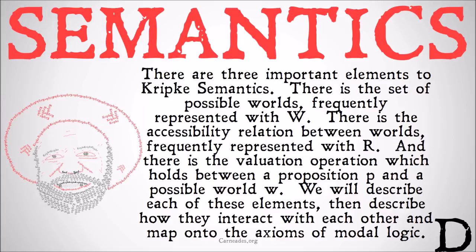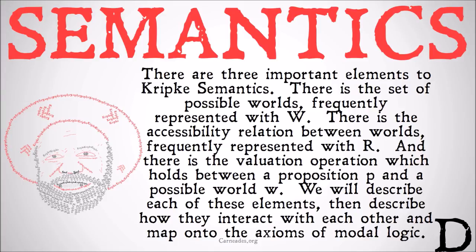So, there are 3 important elements to Kripke semantics. Remembering, semantics more focus on meaning, while syntax more focuses on the rules and structure of a language. There is the set of possible worlds, frequently represented with W. There is the accessibility relation between worlds, frequently represented with R. And there is the valuation operation, which holds between a proposition P and the possible world W.